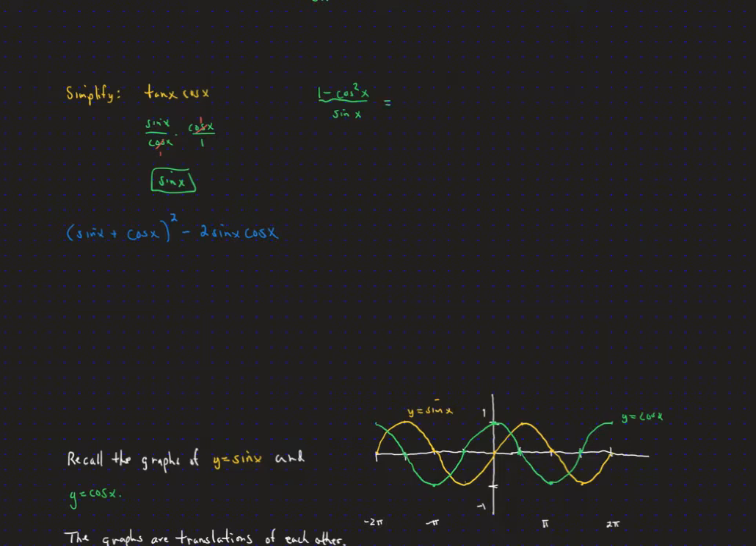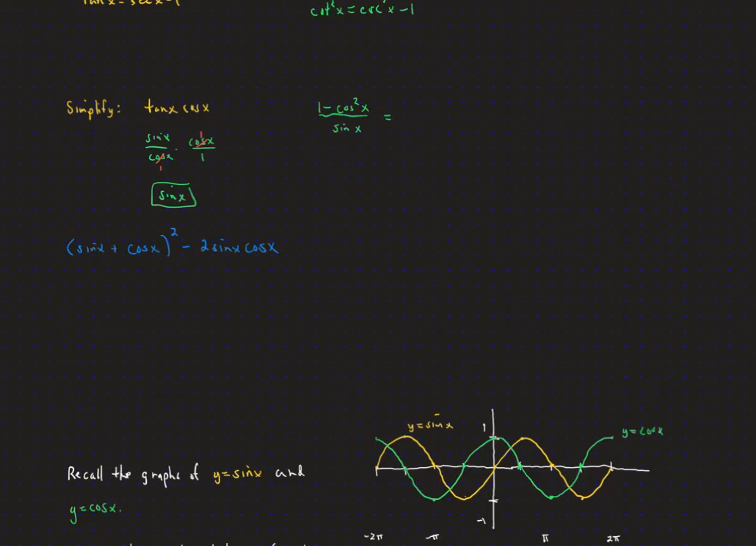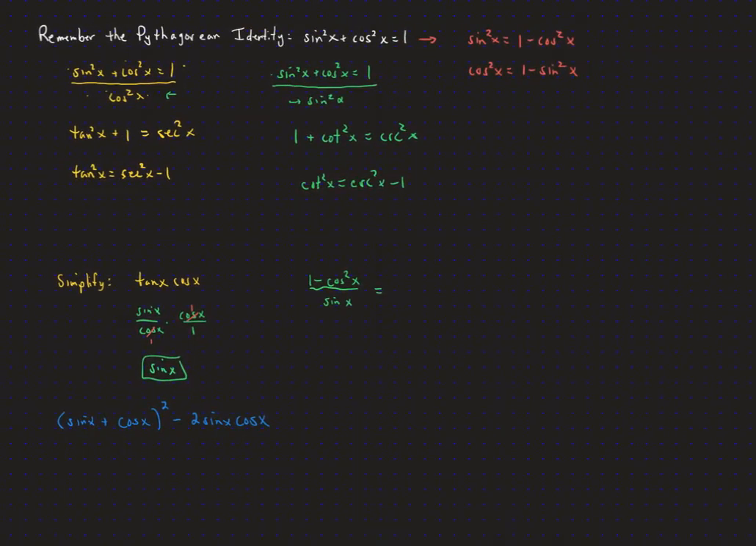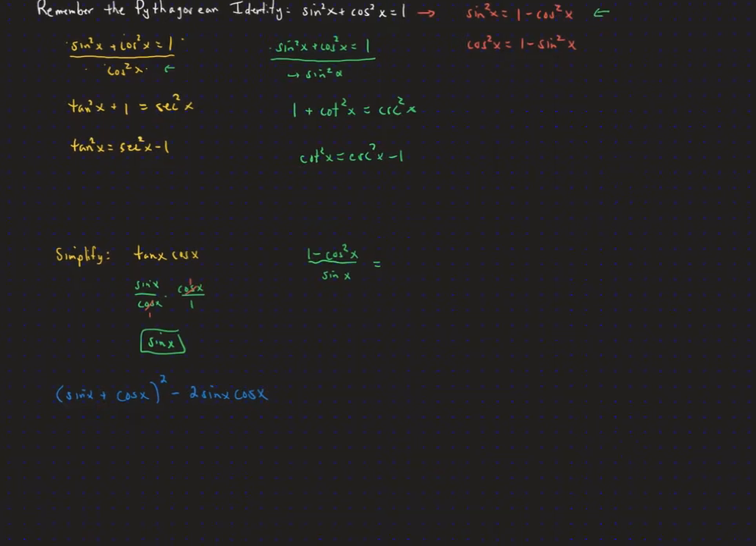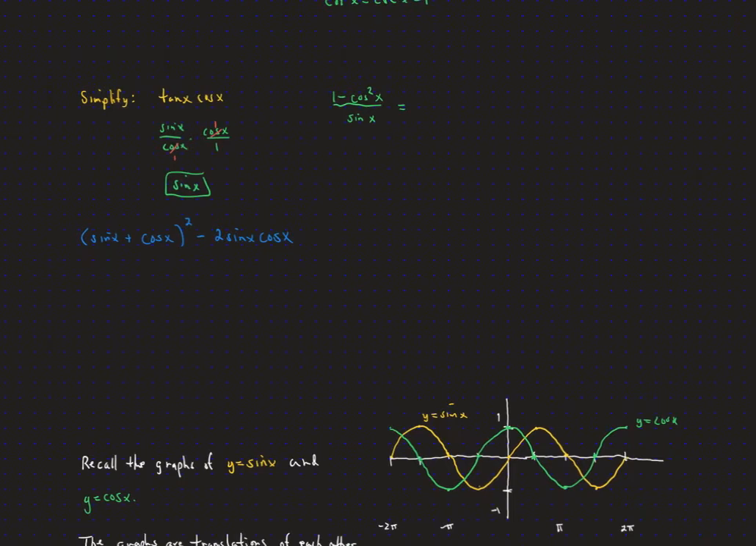Now, the 1 minus cosine squared x, hopefully that's ringing a bell. We said earlier that 1 minus cosine squared x is the same thing as sine squared x. That is true because it comes from our most famous trig identity, sine squared plus cosine squared x equals 1. So we can replace that 1 minus cosine squared x by a sine squared x. Then we can cancel a sine x out of each of those, and this can be simplified to sine x. That's a simplified version of that.